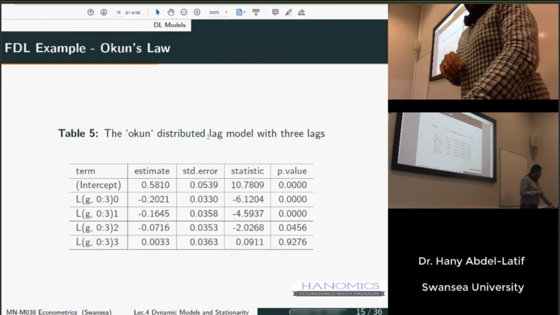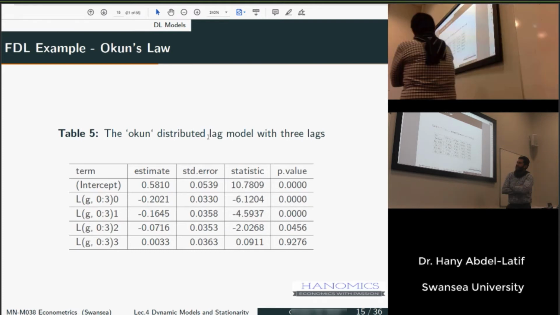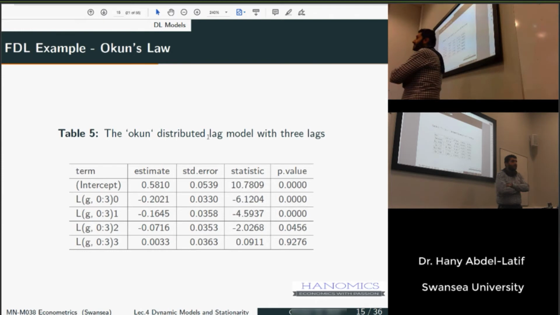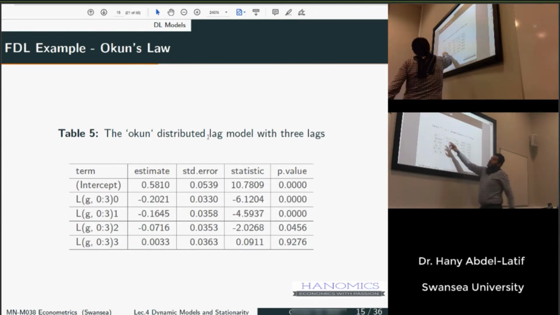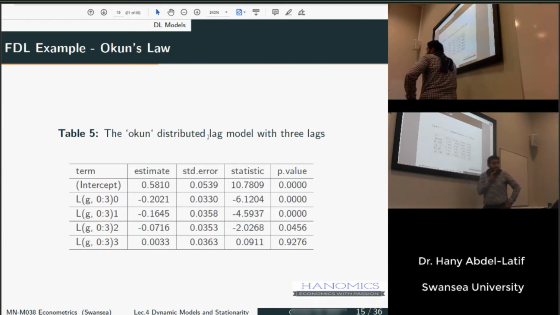So here's the estimation. What does this estimation tell us? We have the unemployment rate, U_t, our dependent variable, which depends on G, where lag 0 means G_t, this time. There's an intercept, that's delta, or call it whatever you want. Lag 0 means it's time t. Lag 1 means t minus 1, lag 2 is t minus 2, lag 3 is t minus 3.